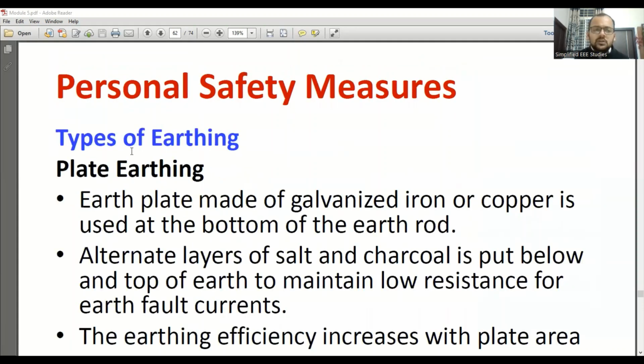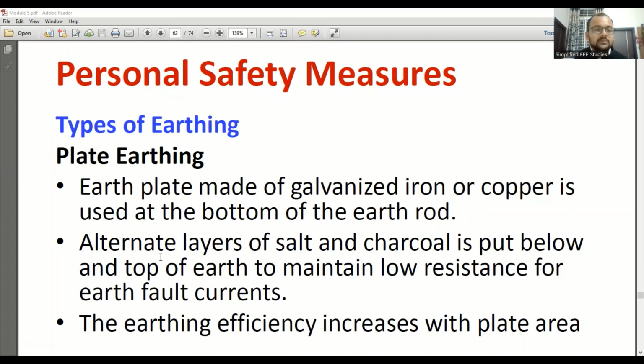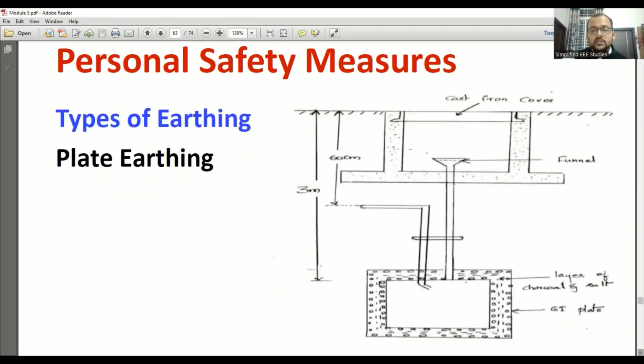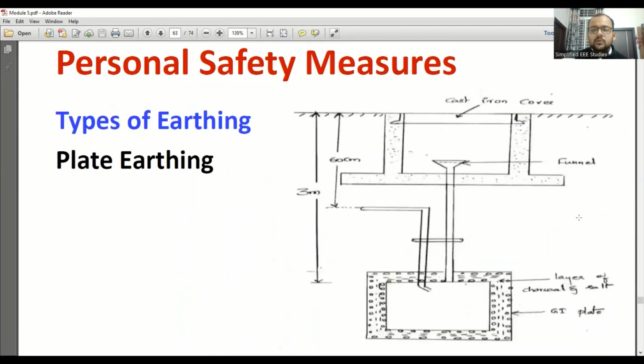And here, no need to explain two types. Whatever the question, based on the question, you are supposed to give the answer. Plate earthing, you have to explain. See how the plate earthing can be done. And the diagram you are supposed to draw. This is a simple diagram only.